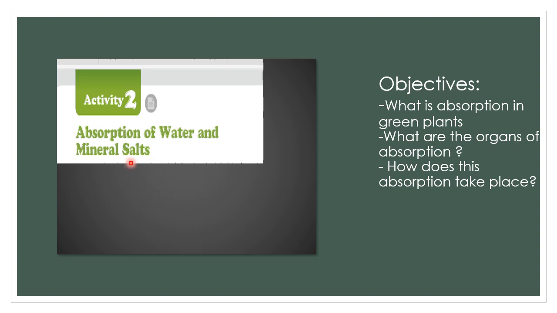Activity 2, absorption of water and mineral salts. In this video, we defined absorption as a process by which plants take up water and dissolved minerals from the soil through their roots and root hairs. So the organs of absorption are the roots and the root hairs. How does this absorption take place?